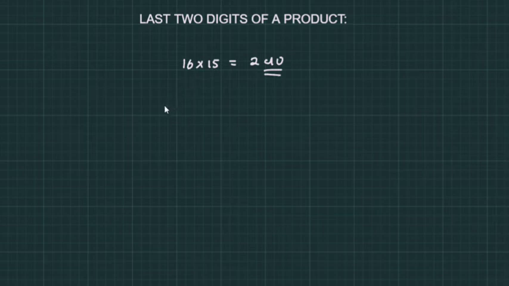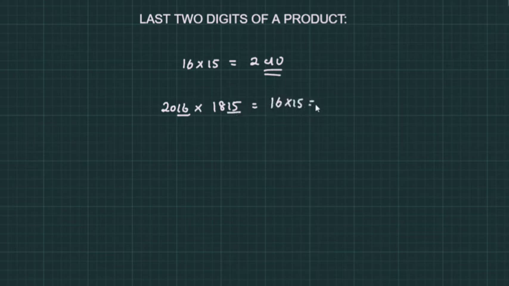For example, find the last two digits of the product 2016 into 1815. Now in this case, you don't have to go for multiplying all the given digits. Instead, as we need the last two digits, it is enough to take the last two digits of each of the numbers given. So 16 here and 15 here. So what is 16 into 15? Again 240, in which the last two digits are 40. So the same 40 would be the last two digits of the product 2016 into 1815 as well.